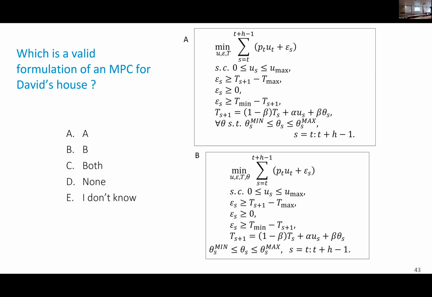Here, be careful. I'm using some leftover from last week, right? I replace the scenario by these constraints here. I assume at every time S, I have a min and a max band for the temperature, and I impose that it works for every temperature in this range.